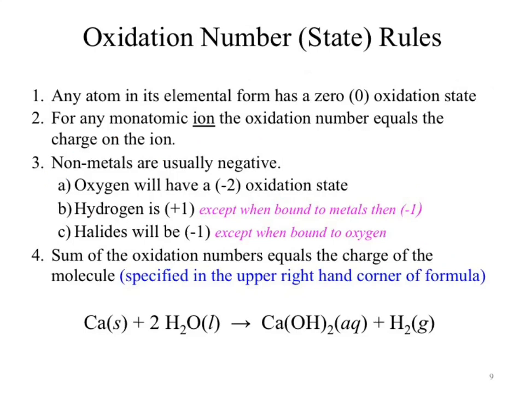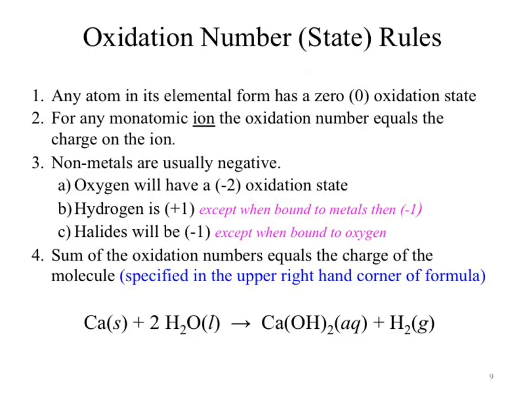Any atom in its elemental state has an oxidation state of 0, which we've already discussed. An atom by itself with nothing else and it's not ionic is 0. For a monatomic ion, the oxidation state equals the charge on the ion. So this is one of the reasons why it gets confusing, because the charge can equal the oxidation state. Nonmetals usually carry a negative oxidation state. If you think back to our charge rule, what charges do nonmetals typically carry? A negative oxidation state or a negative charge.